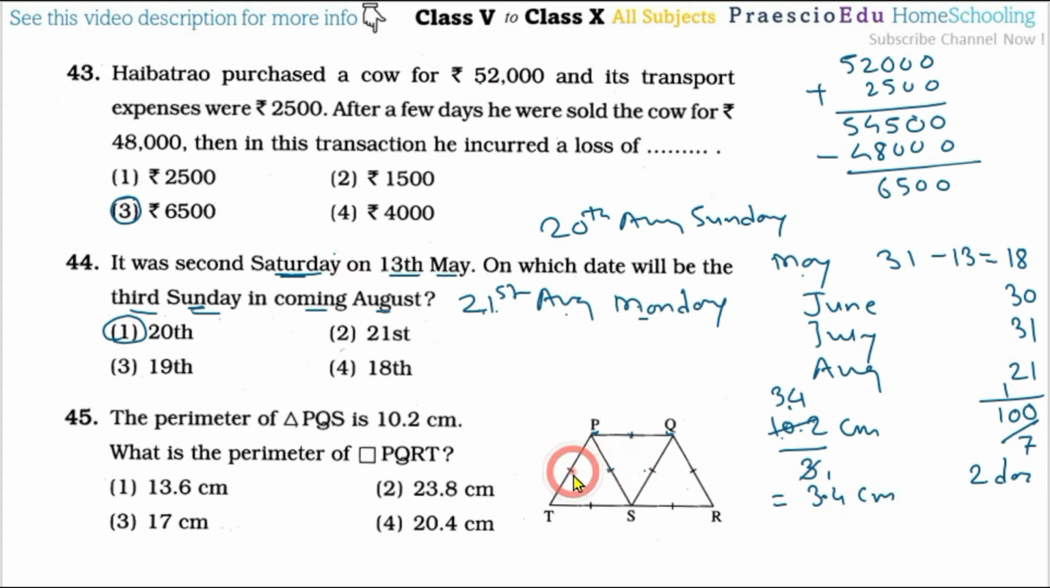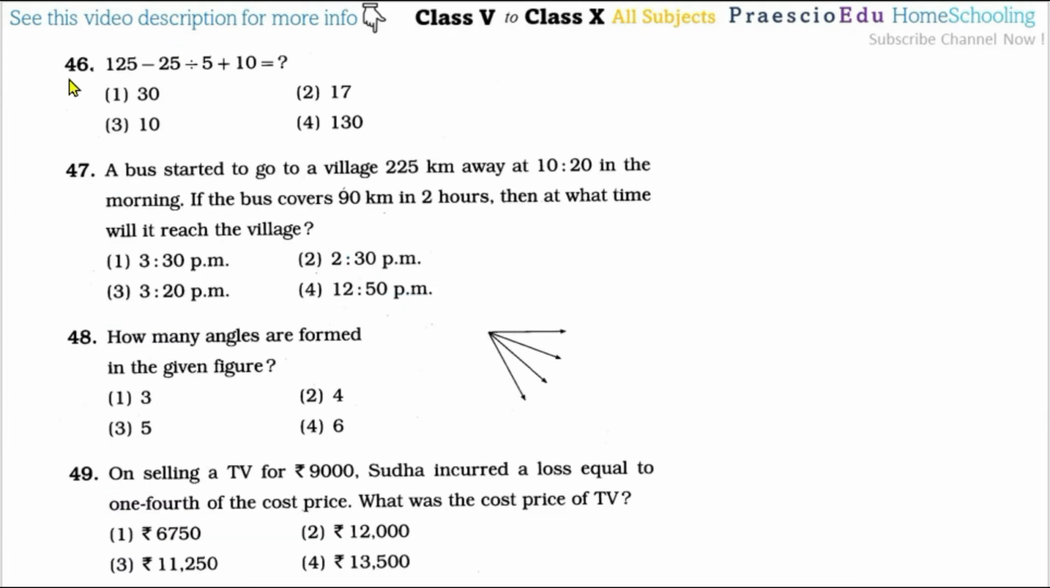But this same symbol here also means the sides TP, TS and SR and QR. These all sides also have the same length, that is 3.4 centimeter. So what is the perimeter of PQRT? PQR and T. So here how many sides? 1, 2, 3, 4 and 5. So we have to multiply by 5. 5 4s are 20, 2 carry, 5 3s are 15 plus 2 is 17. So with the decimal point, that is 17 centimeter, and 17 centimeter is given in option number 3.